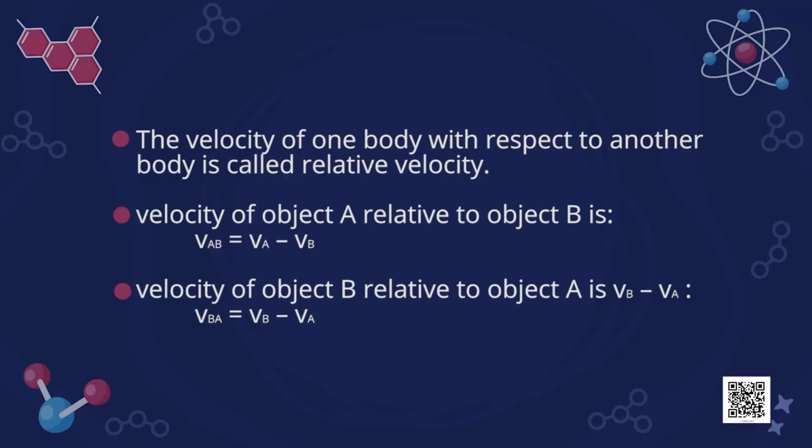Now, let us revise what we have learned today. The velocity of one body with respect to another body is called relative velocity. The velocity of object A relative to object B is expressed as VAB, which is equal to VA minus VB. Similarly, the velocity of object B relative to object A is represented as VBA, which is equal to VB minus VA.